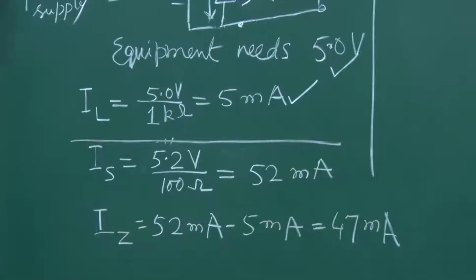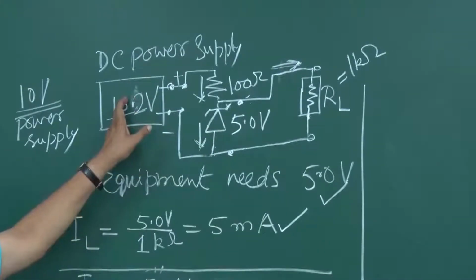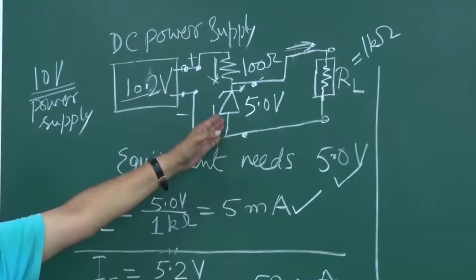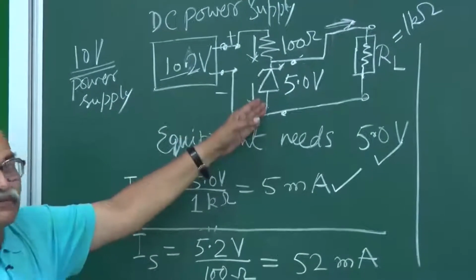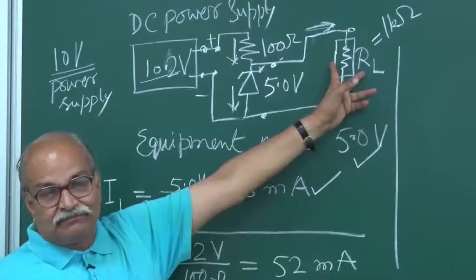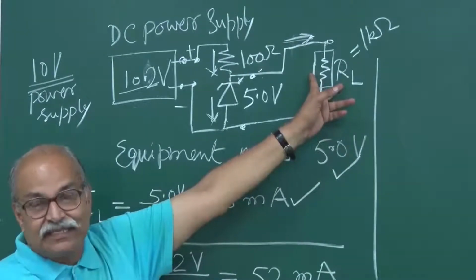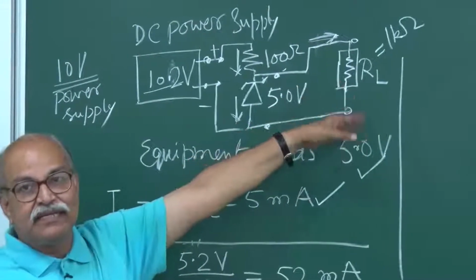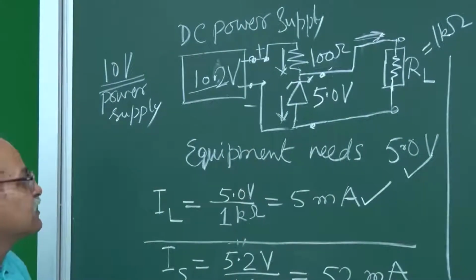So you see the current through the Zener has changed. In the previous case, when it was 10.0, we calculated this current as 45 milliampere. Now the voltage has fluctuated and this current has changed. From 45, this has become 47. But my equipment, my appliance, this load resistance, has no effect on that. It is getting a regulated power supply. 5 milliampere current is going through this. So this is how a voltage regulator is made.